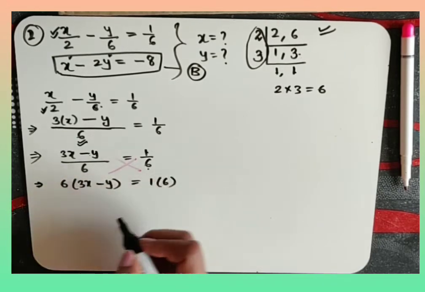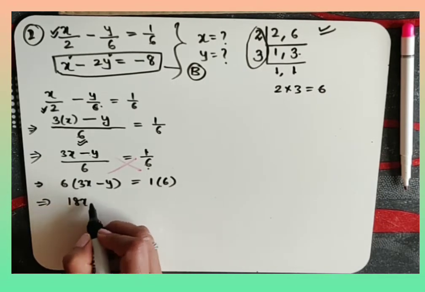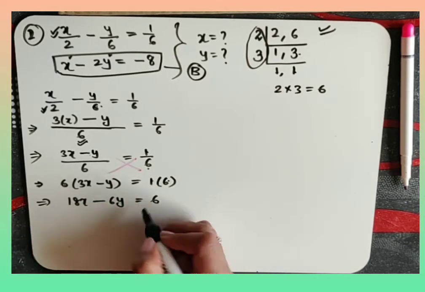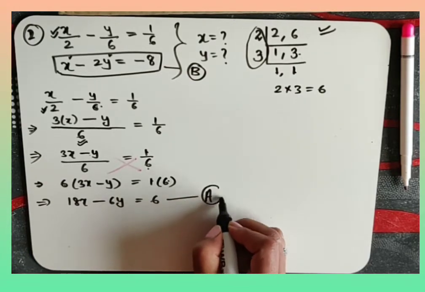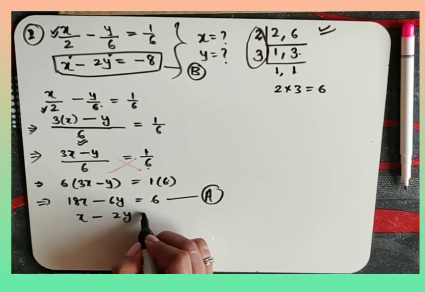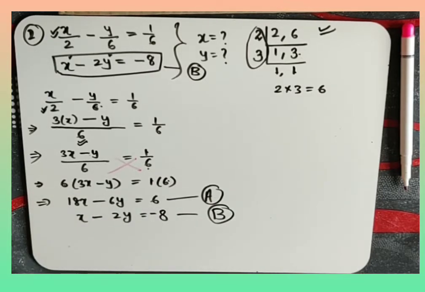1 multiply by 6. So 6 multiplied by 3 is 18x minus 6y equal to 1 multiplied by 6 is 6. Now this is your standard form of equation A, and now we have the second equation, x minus 2y equal to minus 8. This is your equation B. Now you can choose either the substitution method or the elimination method, but the elimination method is the common method, so I am going to do it by elimination method.